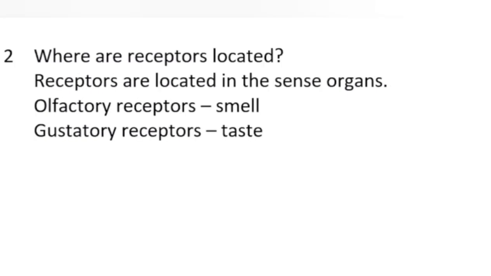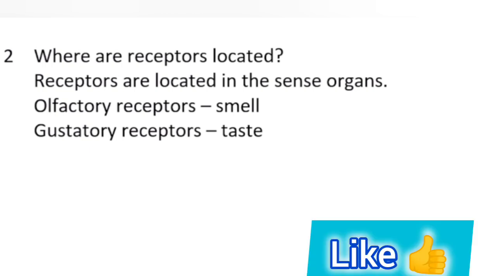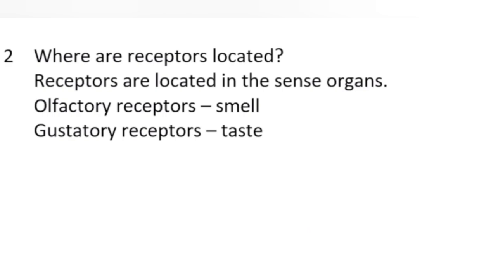Where are receptors located? Usually these receptors are located in our sense organs. You know, we have 5 sense organs. Out of these, only 2 receptor names you have to learn by heart. First is smell. Smell is olfactory receptors, and taste, gustatory receptors.